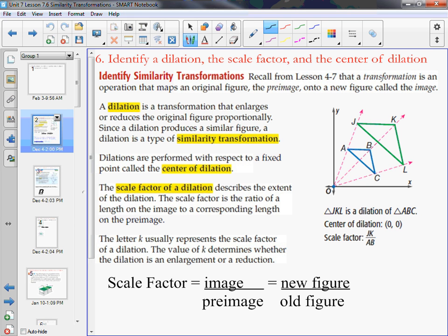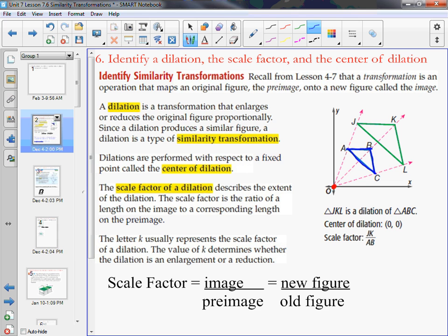Dilations are performed with respect to a fixed point called the center of dilation. So, in the figure you see here on the screen, point O, the origin, O for origin, is the center of dilation for this similarity transformation. Okay? If we start with triangle ABC, and right now I'm not going to have you do your own dilations. I'm just going to have you recognize them. Okay? So look up here at the screen.